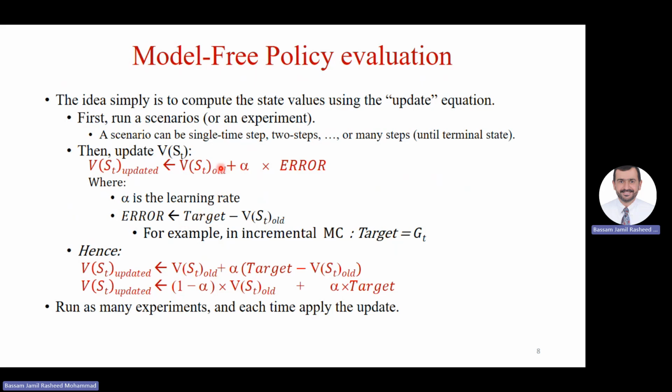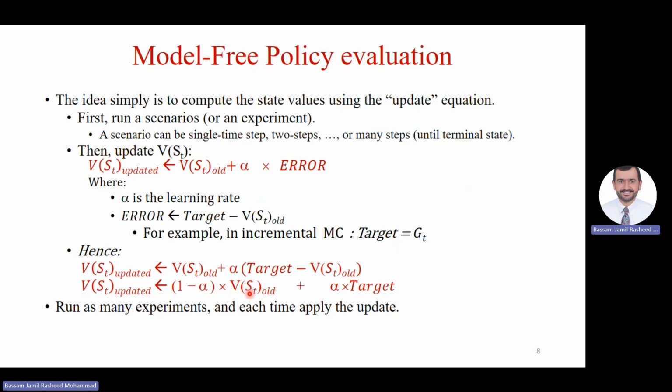So here in the equation, the new value of the state, we keep the old one, times an alpha rate of the error. What's this error? The error is the target minus the old state value. In fact, now I can rewrite this equation as: the updated state value is the old state value plus the learning rate alpha times (target minus the old state value). I can rewrite this equation as such by playing with the terms.